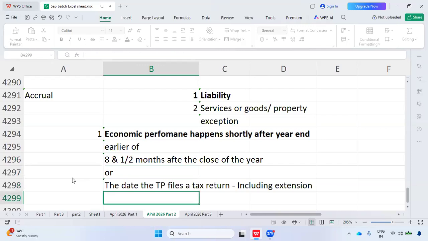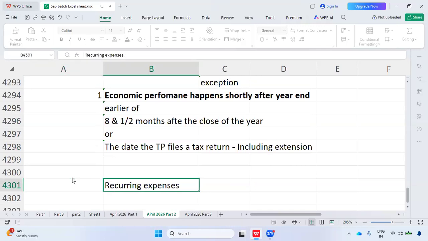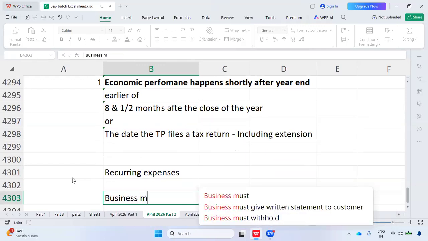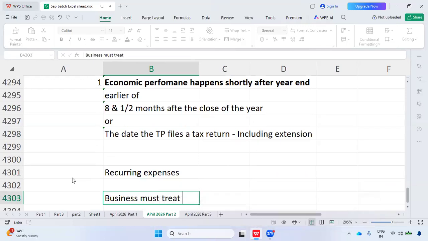So this must be a recurring expense. And also, the next condition: the business must treat similar items consistently.